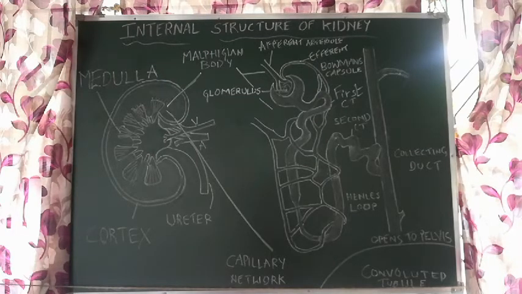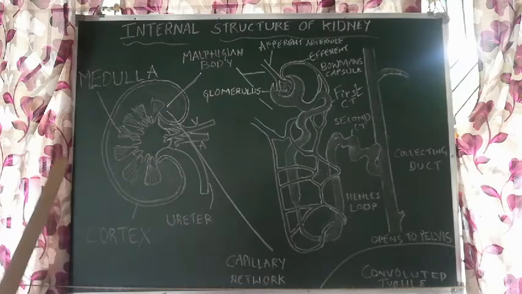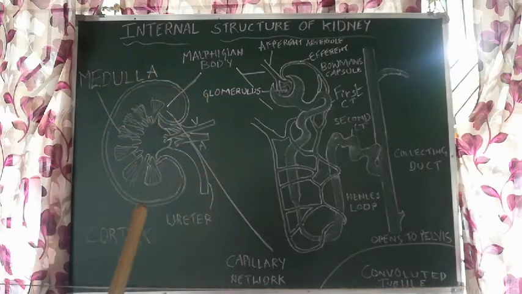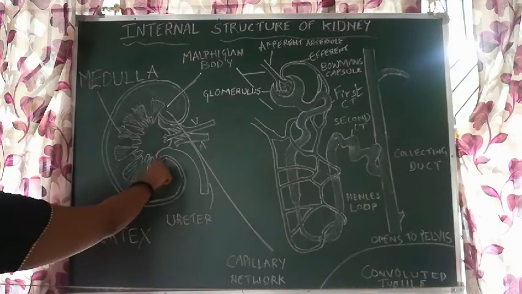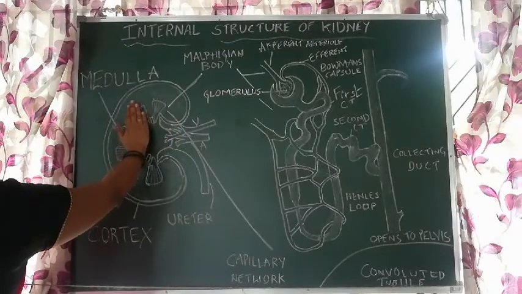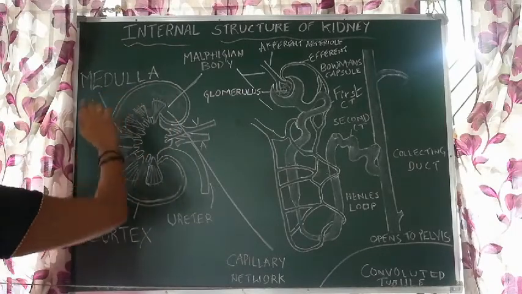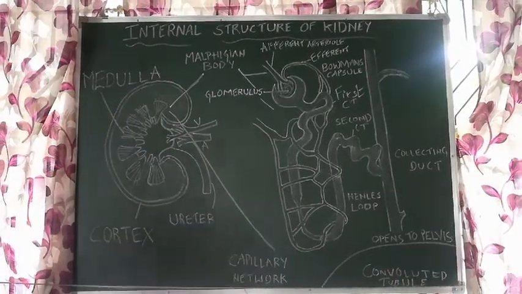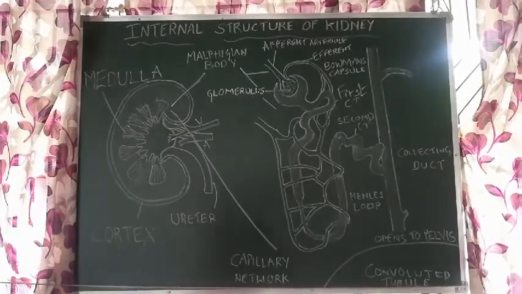What do you see? You can see a darker cortex which is present outside, in the periphery of the kidney, whereas a pale, light colored medulla is present in the central region. So, look into the picture. All this is the cortex. See, it is present in the periphery, whereas the central part is the medulla. And what else can you see here?